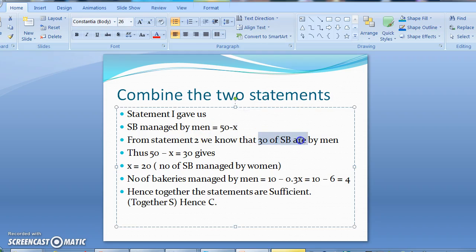This is also the small businesses managed by men. Therefore, 50 minus x equal to 30, which gives me x equal to 20. Recollect, x is the number of small businesses managed by women.